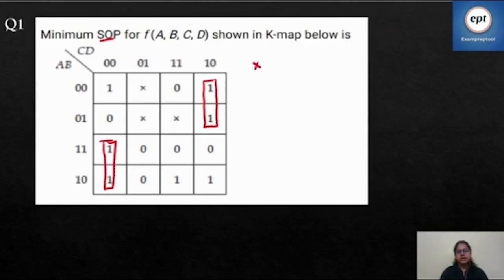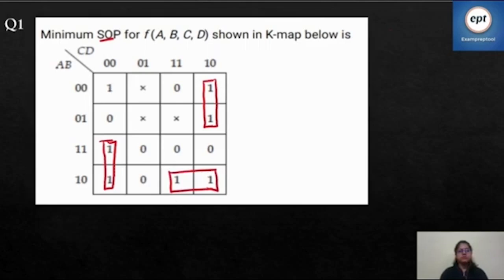And these X are the don't care symbols. Okay, so let's look for the 1. Here you can see that this will make a pair, and this will make a pair. Now this one is left.